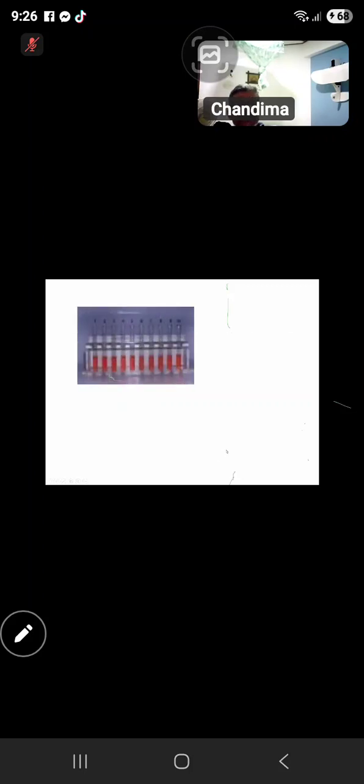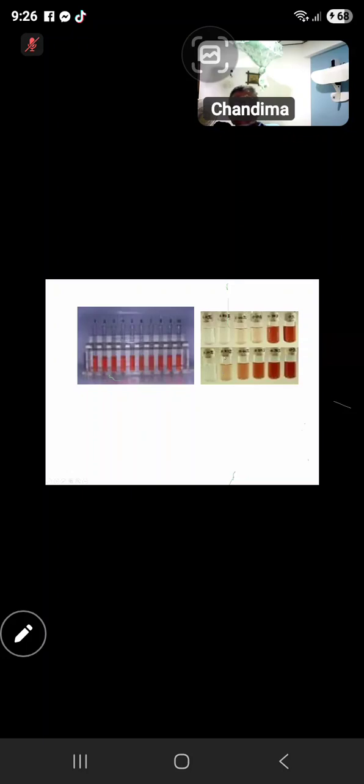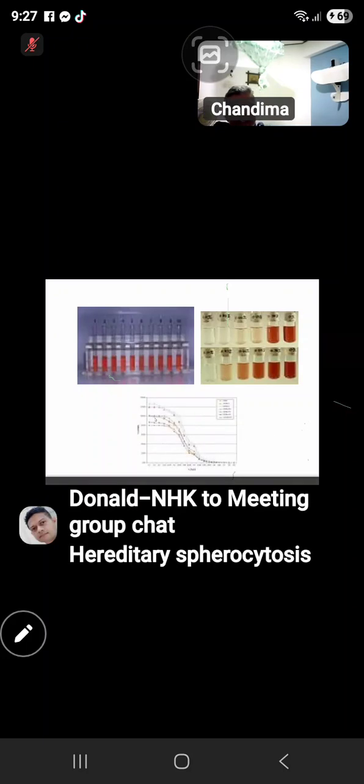I think this is the tube where we mix the blood, and this is the tube after the centrifugation. See, the first one is the normal one. This is the patient one, where at a high concentration of sodium chloride, cells are getting lysed. It means the patient is having higher fragility. The patient is having spherocytes in the blood, right? I think this is not going to be clear, but I just show you like this.